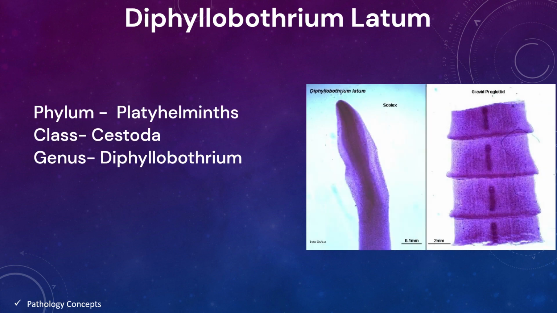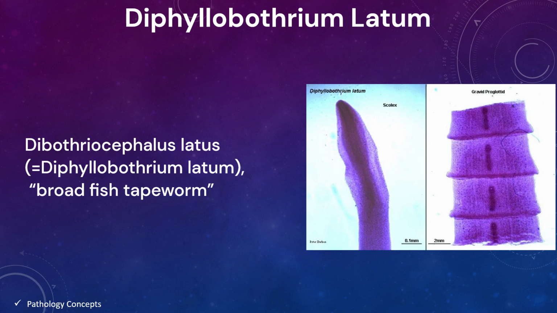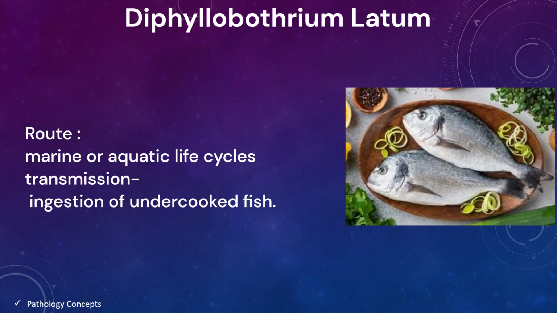The next is Diphyllobothrium latum. Phylum is Platyhelminth, class is cestode, genus is Diphyllobothrium. Dibothriocephalus latum, also called Diphyllobothrium latum, broad fish tapeworm, is usually assumed to be the most common agent of human diphyllobothriasis. The route of infection: all species associated with human diphyllobothriid infections have marine or aquatic life cycles. So the transmission occurs via ingestion of undercooked fish.